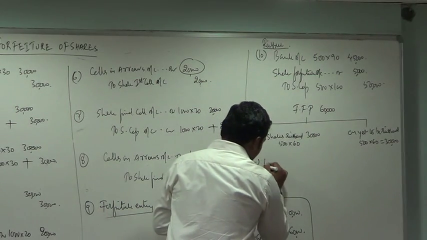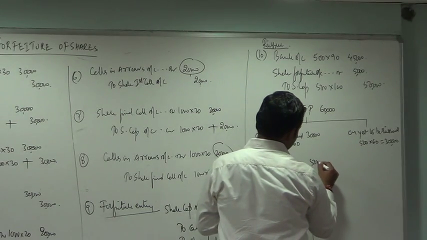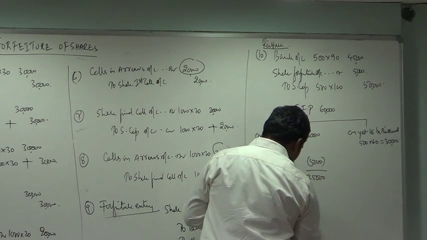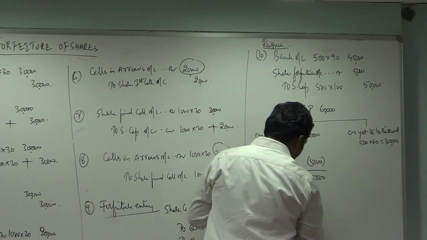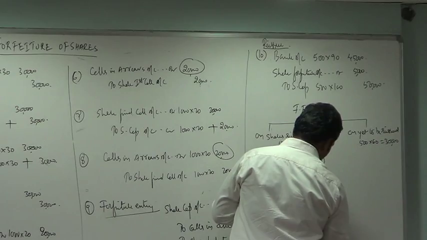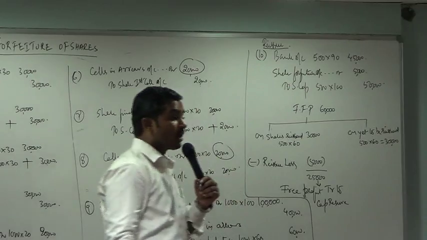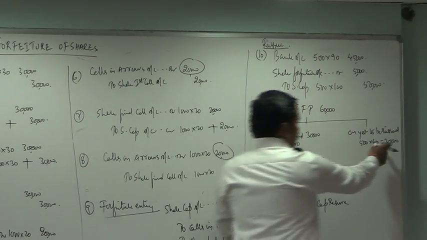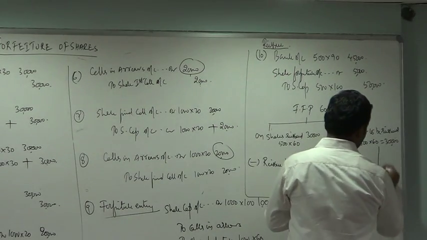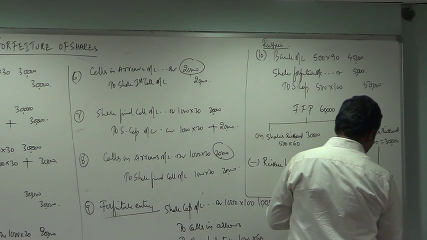Out of this, reissue loss. How much was the reissue loss? 5,000. 30 minus 5, 25,000. Free forfeiture profits or free profits, transfer to capital reserve. So this 25,000 you will transfer to capital reserve. This 30,000, the shares have not been reissued, so they are not free. Continue in forfeiture account.